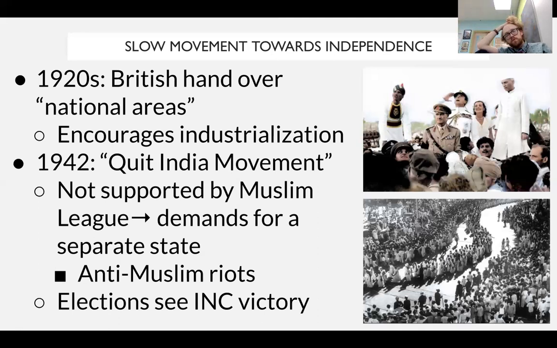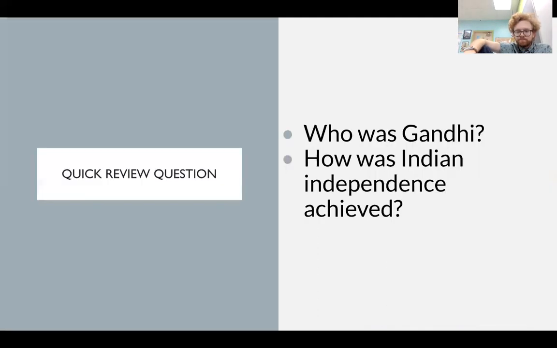However, among Hindus, we are going to see electoral victories in these self-governing communities, in these cities, in these countrysides. And we are going to see the INC gain an electoral victory. And essentially, after that happens, the British realize there's no hope for us here. We're going to leave. Here you go. You have independence. 1947, India gets its independence. Hooray. So you should know who Gandhi is, this guy. And you should also be able to describe how Indian independence is achieved.